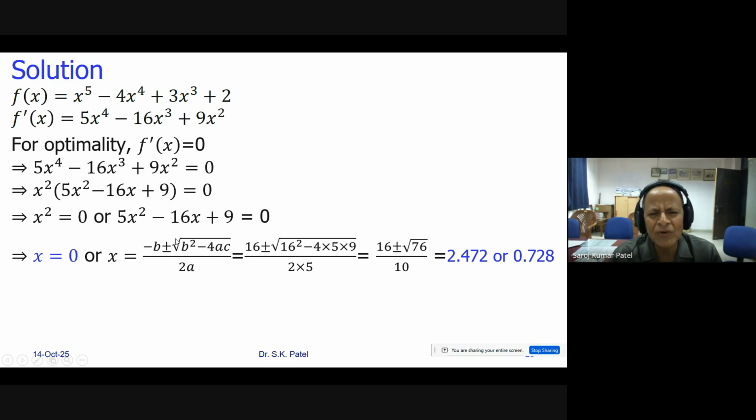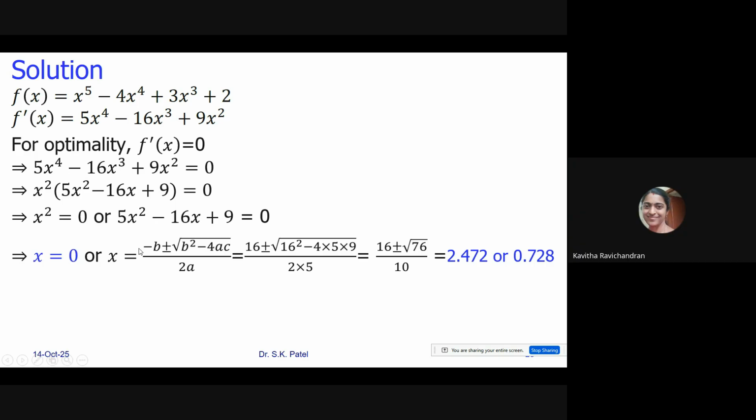The solution of a quadratic equation, because maximum power of x is 2, the roots of a quadratic equation would be minus b plus or minus square root of b square minus 4ac divided by 2a. Do you remember this formula from high school? Yes, sir. Okay.